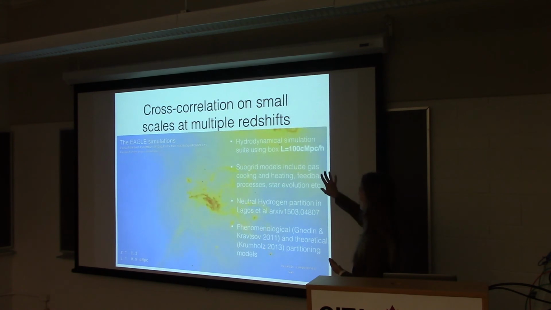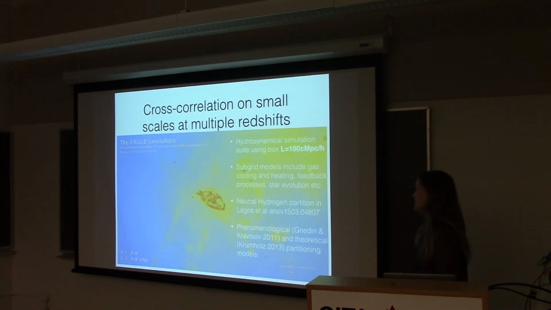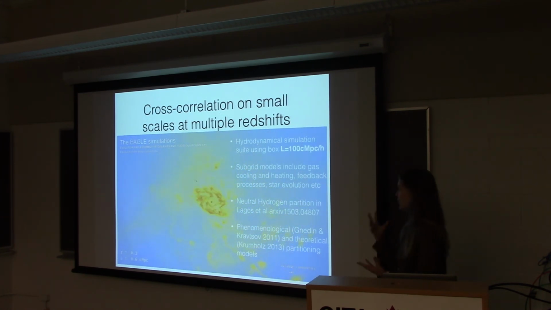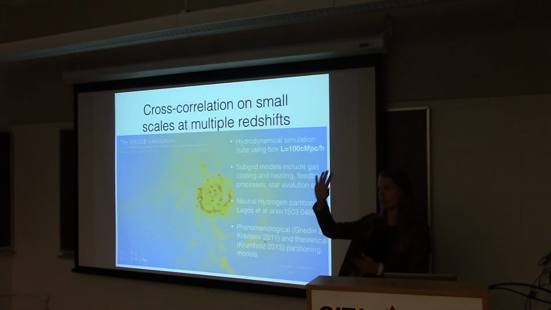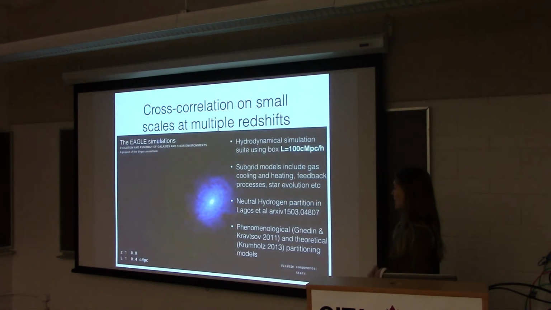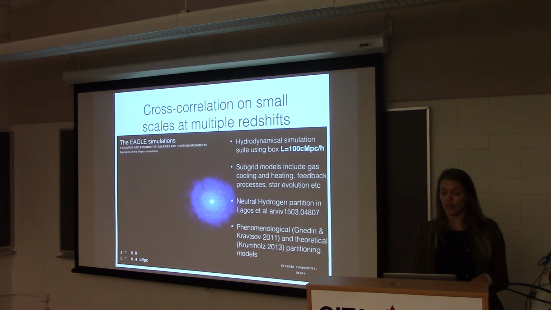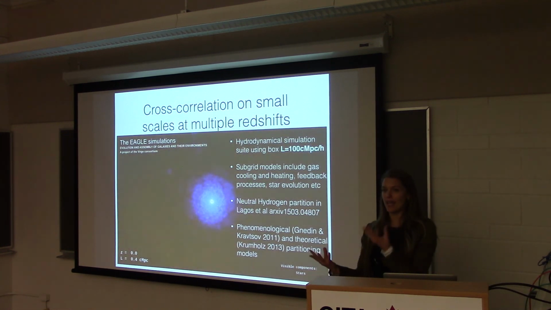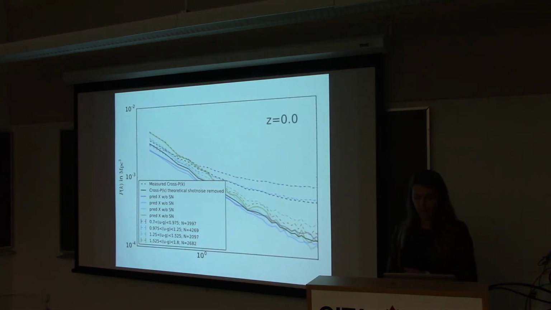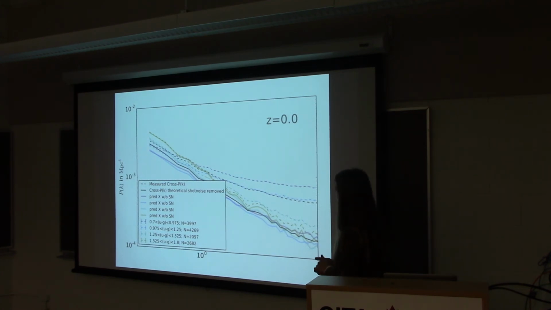We have used the box of 100 comoving megaparsec per h, and Claudia Lagos has provided us with the neutral hydrogen for all of the galaxies in the EAGLE simulation, where she has used partitioning models. Again, these are based on the models that I've shown in the very beginning, Gnedin and Kravtsov and Krumholz. We have used this to create intensity maps and cross-correlated them with galaxies that we have selected by their different colors. And then this is the power spectrum that you would measure. This is redshift 0, where the dashed lines are what you measure.